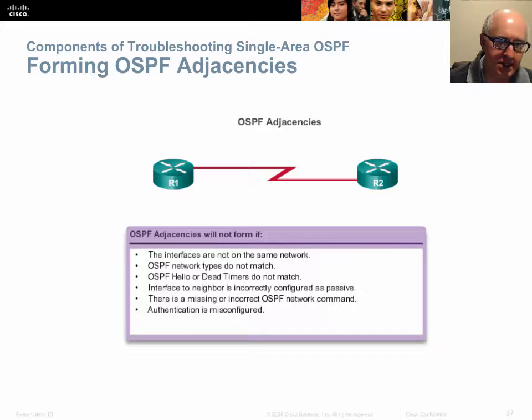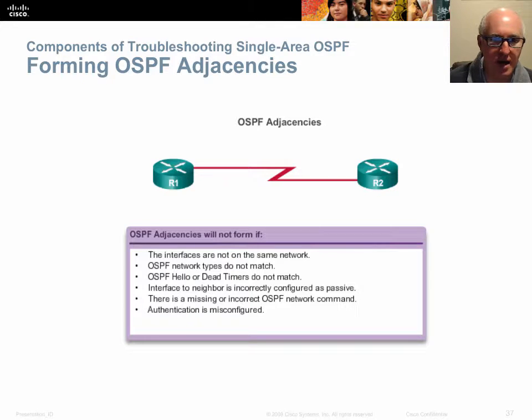An interface or neighbor may be incorrectly configured as passive, right? If you put a passive interface command on that interface, it's not going to send its routing tables or hellos. So if I had that on router one, then router two would be trying to form an adjacency and router one would be ignoring it because I had the passive interface command. Sometimes we get a little carried away when we cut and paste, and we might put the passive interface command on too many of our interfaces.